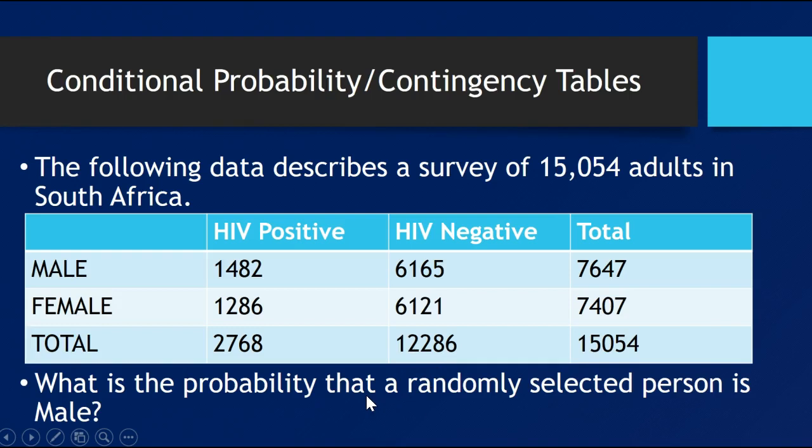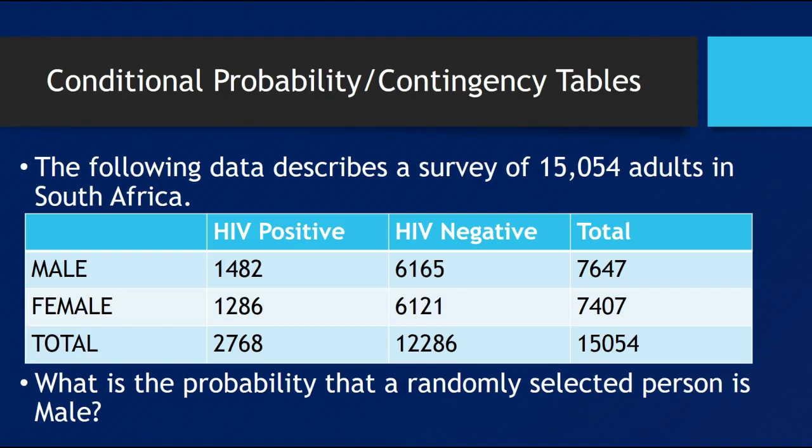Now, if we were just asked to read this table, we could ask some basic questions like: if we select a single person at random, what's the probability that that person is male?